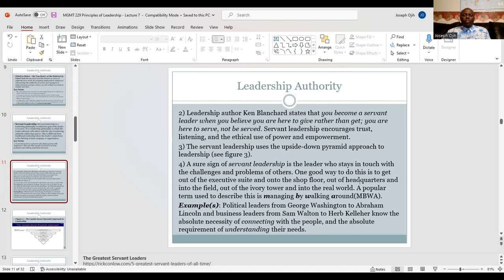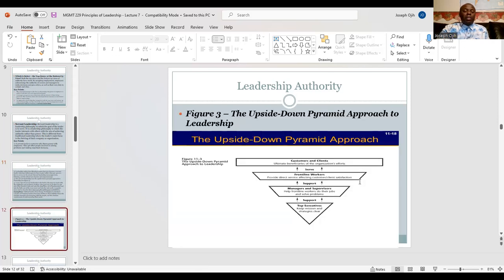So this kind of leadership, when I say that, I mean servant leadership, generally encourages trust, listening, and the ethical use of power and empowerment. Which means that, since the leader is going to serve, the servant leadership principle is based on the upside down pyramid approach. You can see the pyramid right here, and make it a little bit bigger.